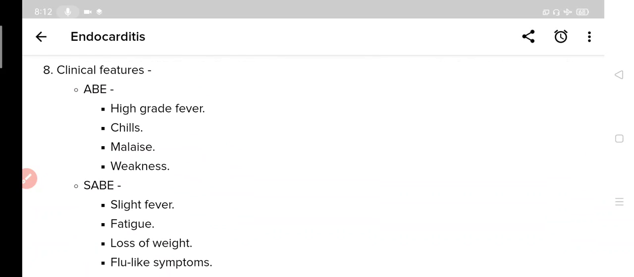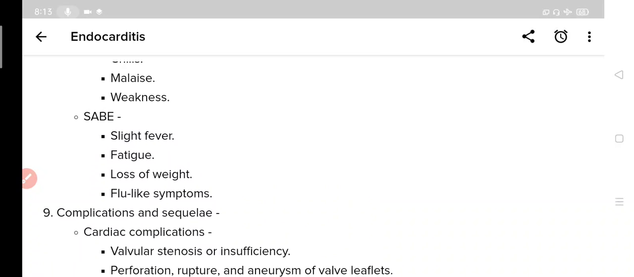Now coming to clinical features. Clinical features can be studied according to acute type and subacute type. In acute type there will be high grade fever, chills, malaise and weakness, and in subacute type there will be slight fever. Fever is lesser in subacute type, and there will be fatigue, loss of weight and flu like symptoms. In acute type there is a term called malaise. So what is malaise? It is an unpleasant feeling, or a feeling of weakness, you can say.